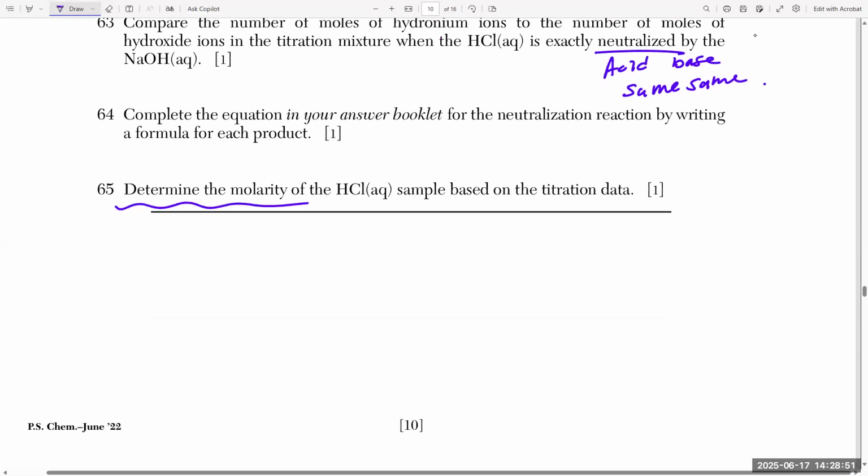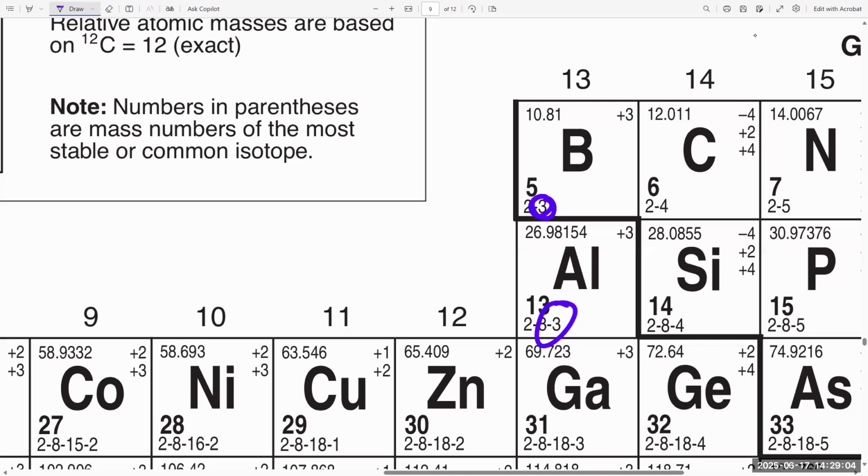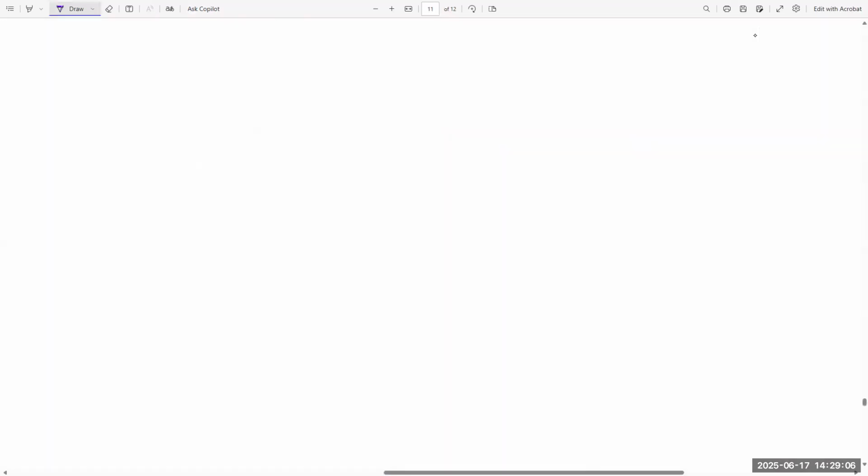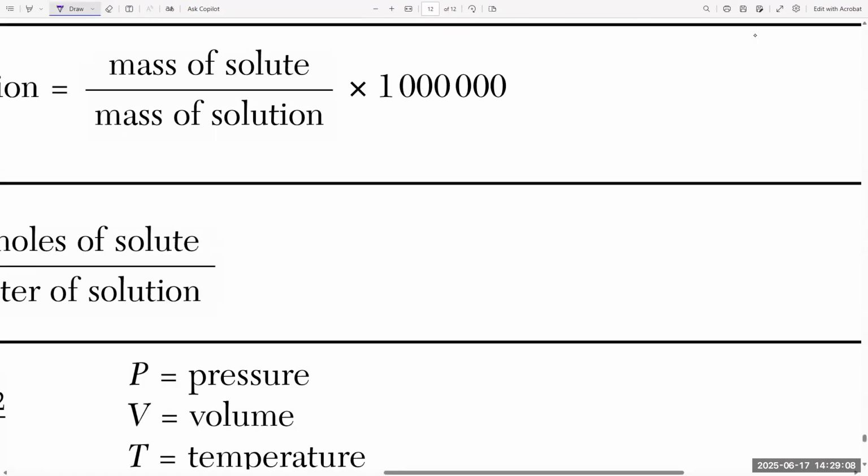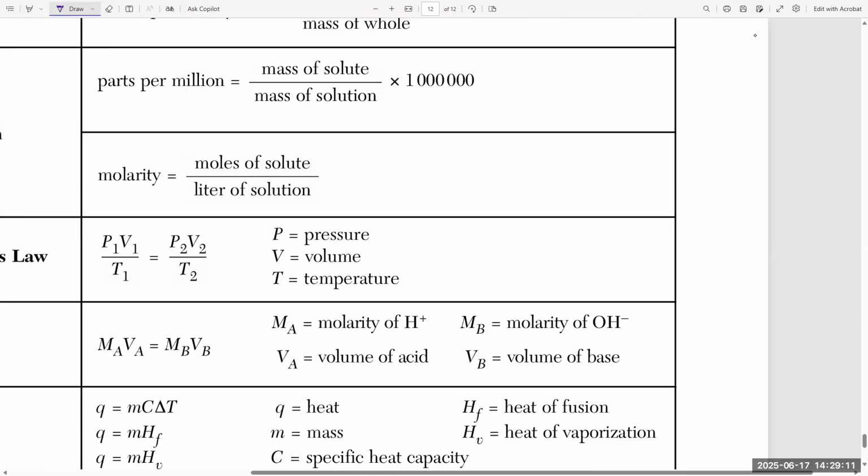Determine the molarity of the HCl. So that's Ma, right? So it's MAVA equals MBVB. And if you don't know, if you go to the back of the reference table, the equation is right here. But like I said, I told you guys, you should try to memorize that, right? Right here. There it is.